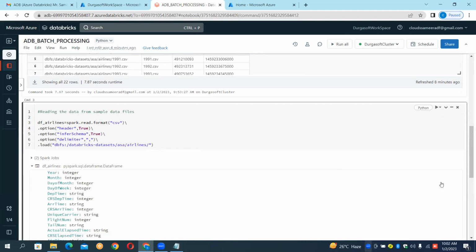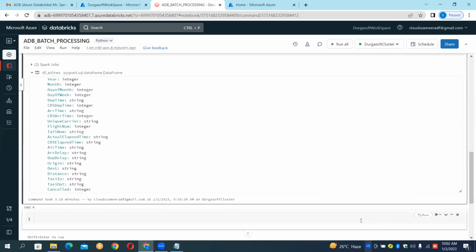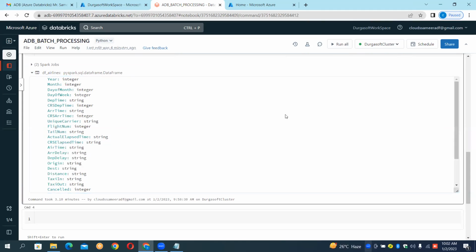See the data. These are all the specifications you have. Year, month, day of month, day of week, departure time, CRS departure time, arrival time, CRS arrival time, unique carrier, flight number. All these are in the data frame we have.